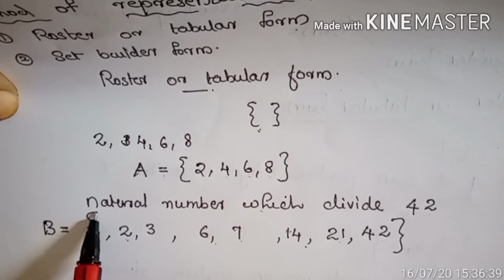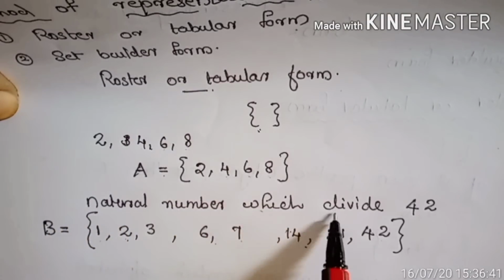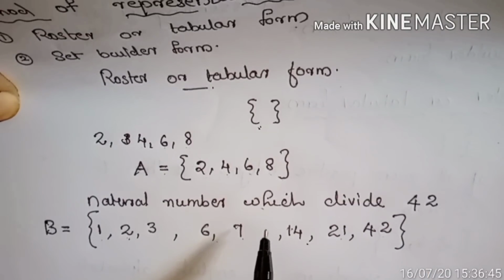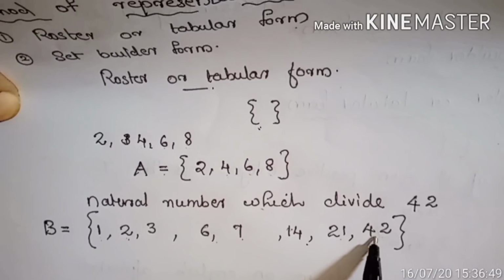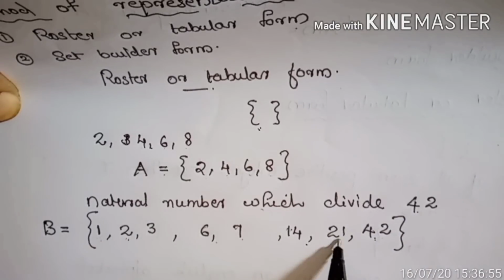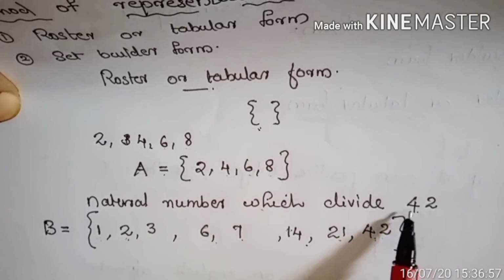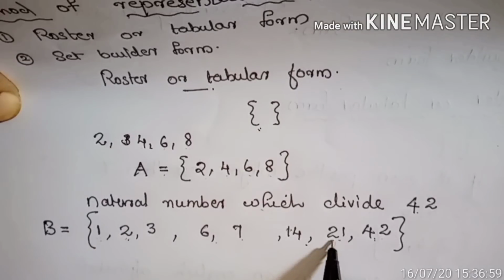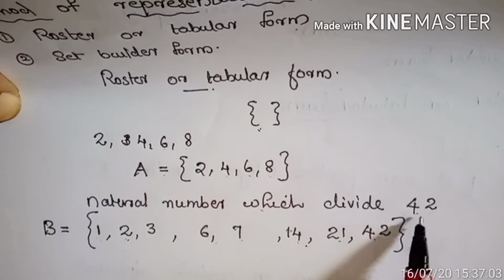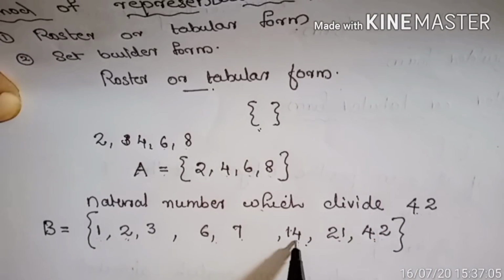Second example, the set of all natural numbers which divide 42. Which are the numbers that divide 42? Look at that. 1 into 42 is equal to 42. So, 1 and 42 divide the number 42. 2 into 21 is equal to 42. So, 2 and 21 divide 42. 3 into 14 is equal to 42. So, 3 and 14 are divisors of 42.